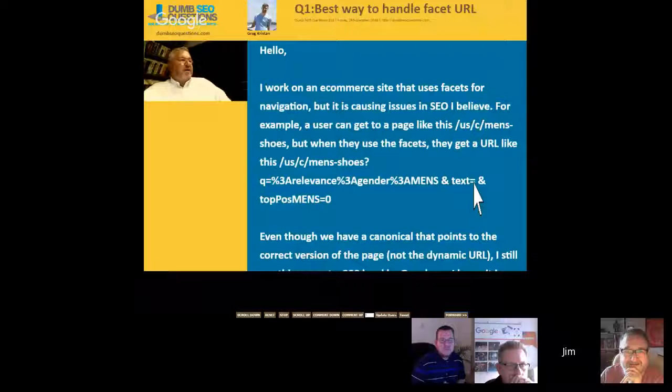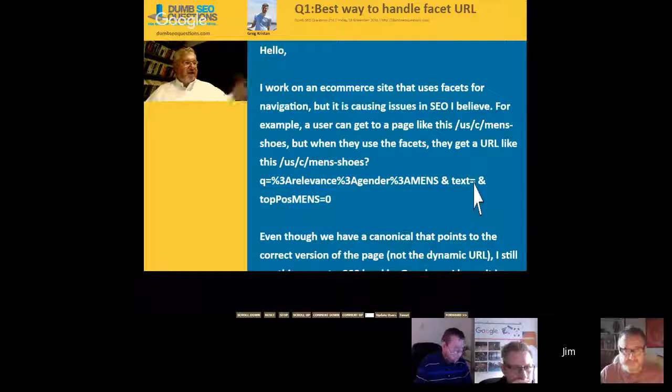A question from Greg Christan, who's asked questions of us before. Greg asked a question titled Best Way to Handle Facet URL. He said, hello, I work on an e-commerce site that uses facets for navigation, but it is causing issues in SEO, I believe. Usually happens. For example, a user can get to a page like /us/c/men's-shoes, but when they use the facets, they get a URL with a query string attached to it.